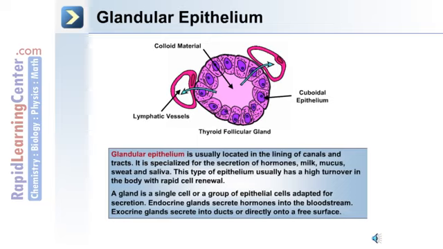And this type of epithelium usually has a high turnover in the body with rapid cell renewal. A gland is a single cell or group of epithelial cells adapted for secretion. There are two types: endocrine glands, which secrete hormones into the bloodstream, and exocrine glands, which secrete into ducts or directly onto a free surface.